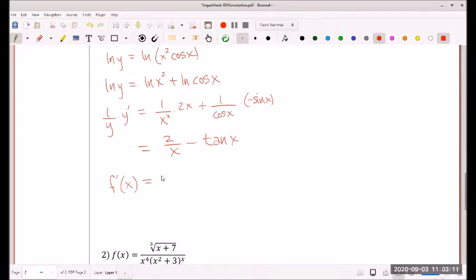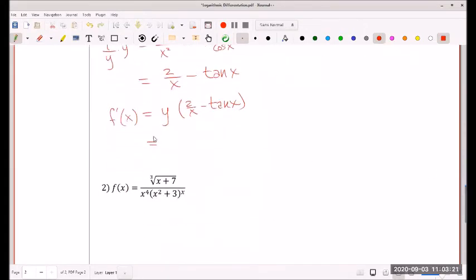So this becomes y times 2 over x minus tangent of x, which is just x squared cosine of x, the y. So x squared cosine of x times 2 over x minus tangent of x. In this case, maybe we can simplify it a little bit more. We'll go ahead and rewrite the tangent as the sine of x over the cosine of x.